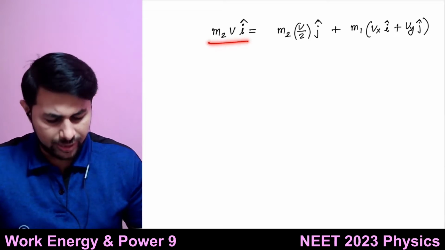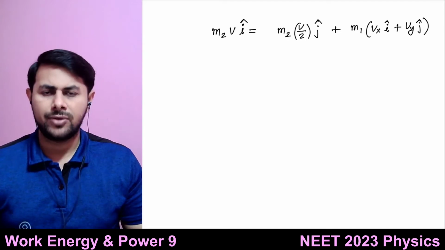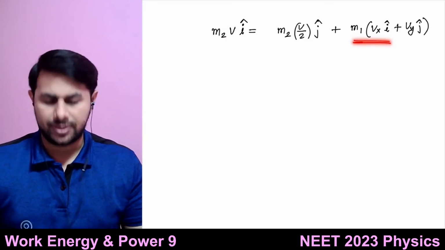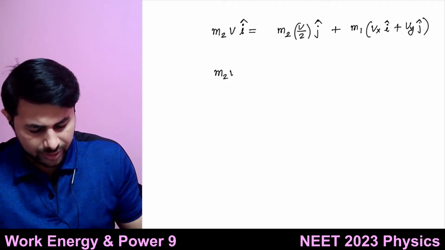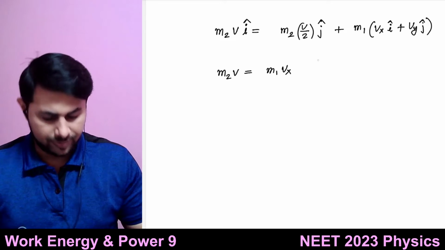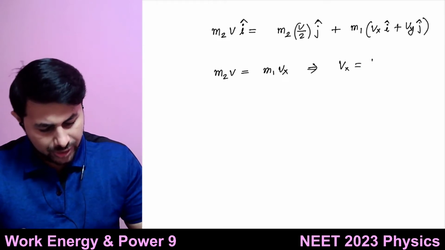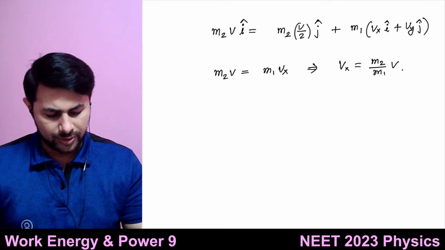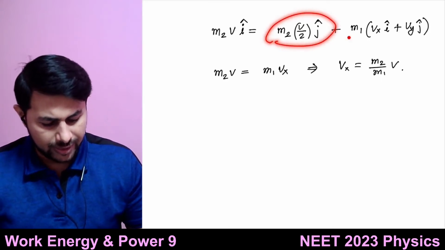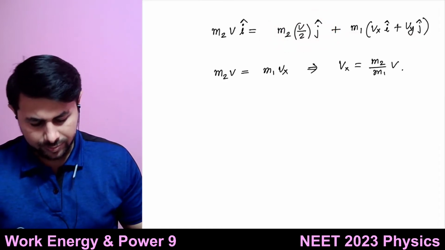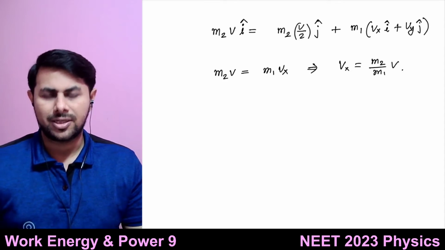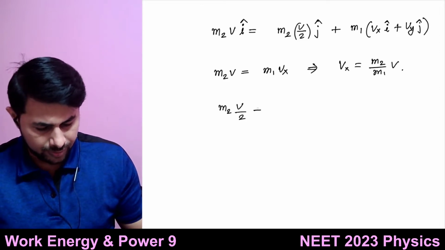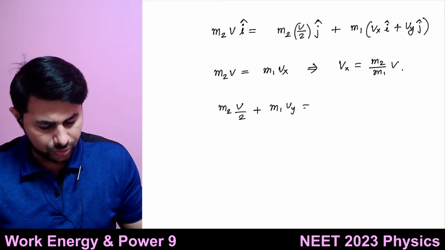Now if we compare the left hand side and right hand side, what do we get? We'll get two equations. Compare the x component with this x component. So m2 times v will be equal to m1 times vx. From this you get vx equal to m2 upon m1 multiplied by v. And then this thing plus m1 times vy into j cap should be equal to 0, because on the left hand side there is no y component of velocity, no y component of momentum. So m2 v upon 2 plus m1 vy should be equal to 0.